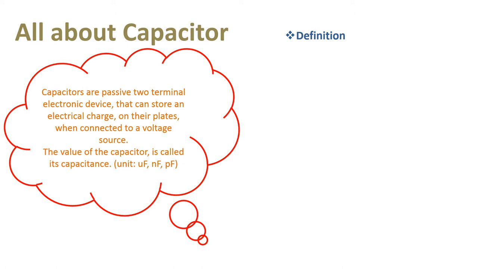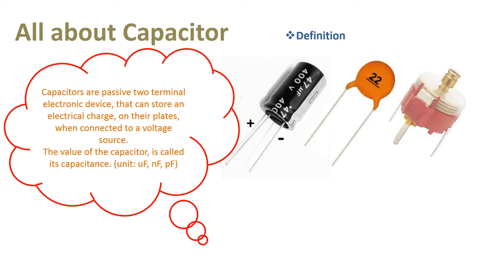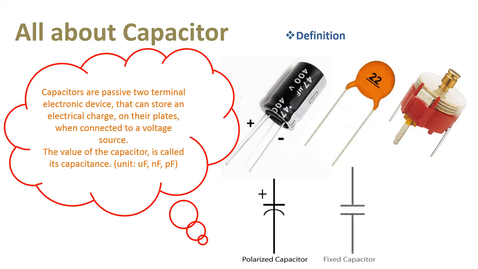For lower values, we use microfarad, nanofarad and picofarad. The higher the value of the capacitor, the higher the charge it can store. Capacitors are of three types: polarized, unpolarized and variable value capacitors. This is the symbol of a fixed value polar capacitor, a fixed value non-polar capacitor, and this is the symbol of a variable value capacitor.